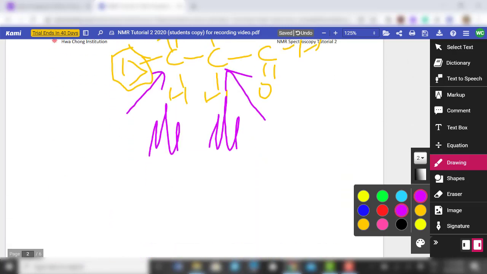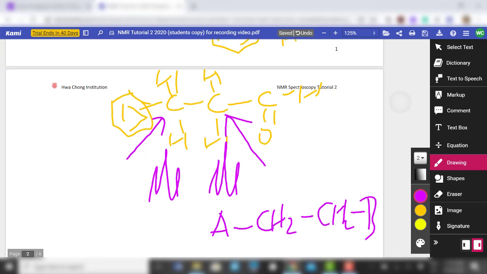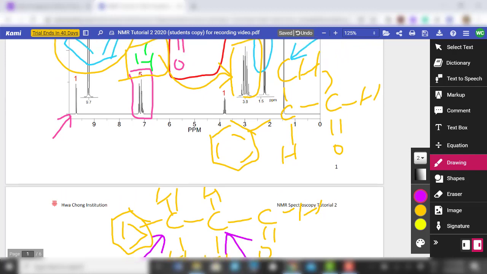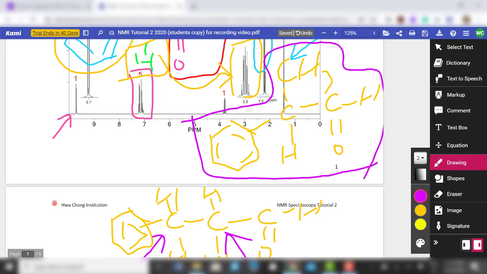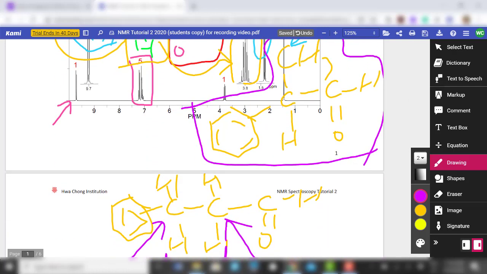Maybe I can also bring to your attention that it will be good for you to remember some splitting patterns. This is a typical example of an A-CH2-CH2-B system. So in this case, I'm afraid the only answer that we will probably accept is the one that I've drawn here, circled in purple. Maybe just a little bit of extension on this particular structure.